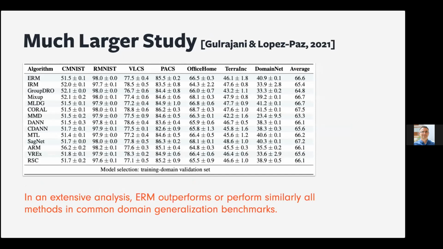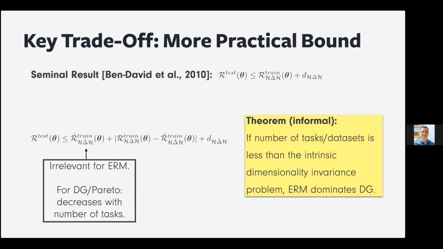They tried almost all the algorithms from the last decade on all available benchmarks for domain generalization. They showed that in all of them, ERM either beats them or performs similarly when evaluated properly. Properly means with reasonable data augmentation, reasonable compute, and reasonable hyperparameter selection. This is a negative and worrying result, and one thing we want to understand is why.